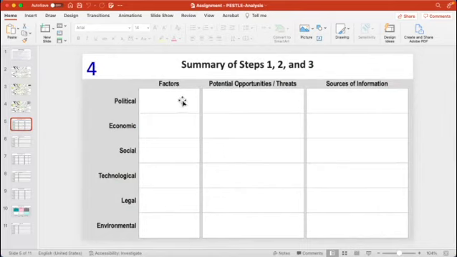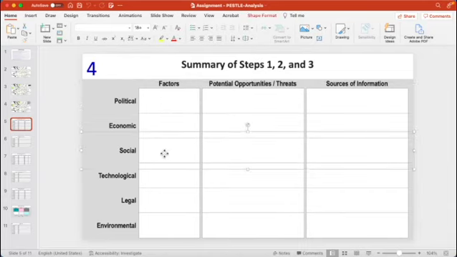This is where you start looking into your own business or any business, and then you're going to talk about different factors: political, economic, social, technological, legal, environment. You write down potential opportunities and threats, and then where did you get that information?